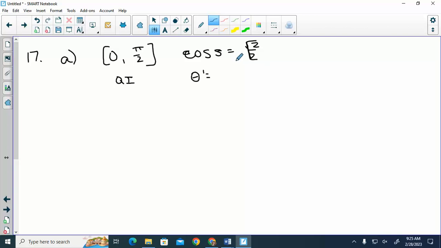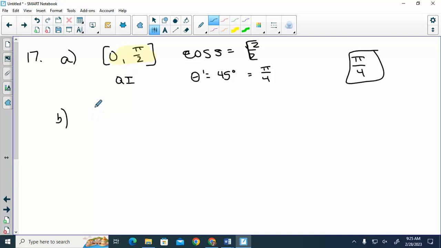So we know like cosine of 0 is 1. Cosine of 30 is radical 3 over 2. Cosine of 45 is radical 2 over 2. So this is like 45 degrees, but since my interval was in radians, let's answer it in radians. So 45 degrees is the same as pi over 4, and we know in quadrant 1, your reference angle and your angle are the same. So it's just pi over 4.